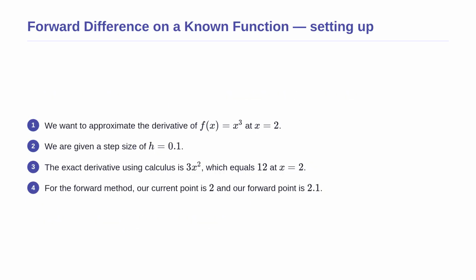Before we move on, let us see this with a concrete example where we know the exact answer. We want to approximate the first derivative of the function x cubed at the specific point x equals 2 using a step size of 0.1. Using standard calculus, we know the exact perfect slope is exactly 12. We will use this to see how close our numerical approximation gets. For the forward difference method, we need our current point, which is 2, and our forward point, which is 2.1.